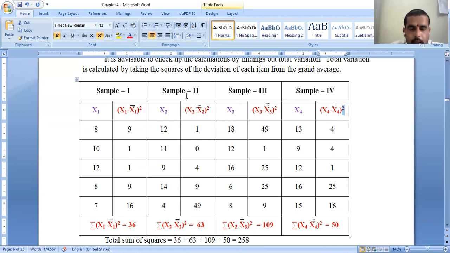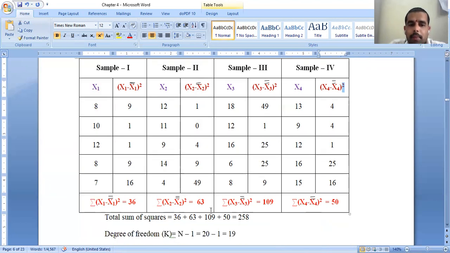Once again I am repeating the procedure we applied for sample 1; we are going to apply it for sample 2 also here. 12 minus 11, 1 square 1. 11 minus 11, 0 square 0. 9 minus 11, 2 square 4. 14 minus 11, that is 3 square 9. 4 minus 11, 7 square 49.